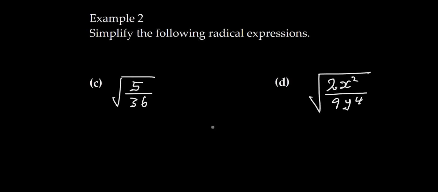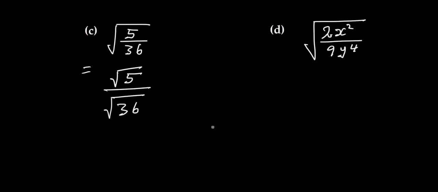Alright, question C. To solve this problem, we have to write this as a quotient of two radical expressions. So this will become the radical of 5 over the radical of 36. 36 is a perfect square, so this will be equal to the radical of 5 over 6. So this is the answer to this question.